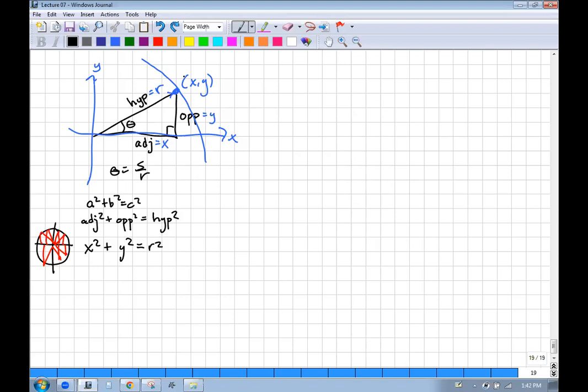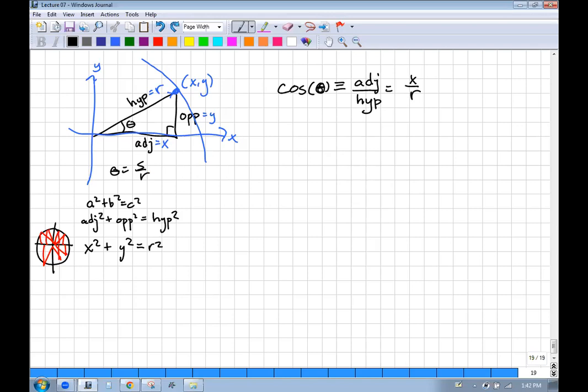So cosine, which depends on this angle, theta, by definition is the ratio of the adjacent side to the hypotenuse, also known as x over r, right? So it's the ratio of this to this.